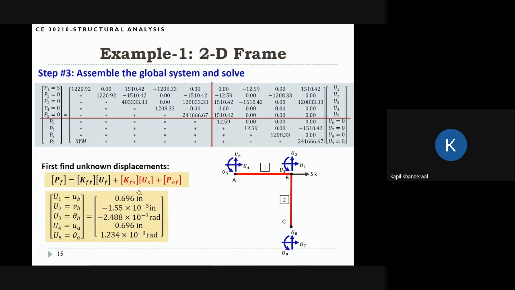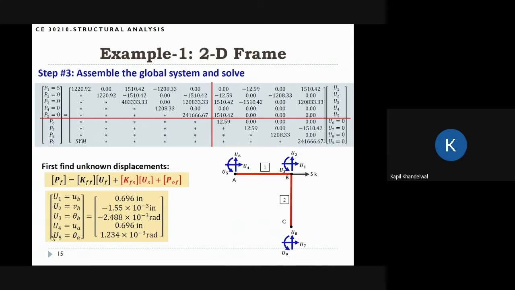One other observation is you can see that only P1 was the non-zero number here. P1 was 5 because there were 5 Kips force acting in the U1 direction. All the other forces were 0. So in our PF, only 1 entry is non-zero.